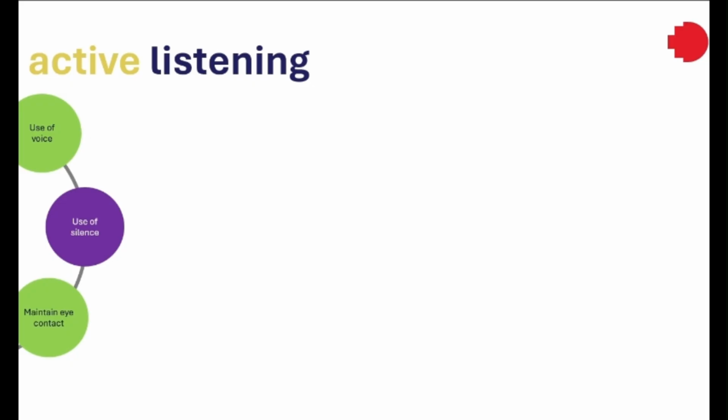We are actively listening to what the client is, in this case, not saying, but we're still observing their behavior, we're observing what they're doing, whether they're about to talk, whether we need to maintain that silence for a bit longer. Maybe they're in the thought process of trying to verbalize their thoughts. So again, very important to consider the use of silence.